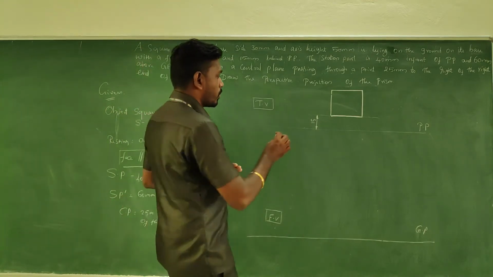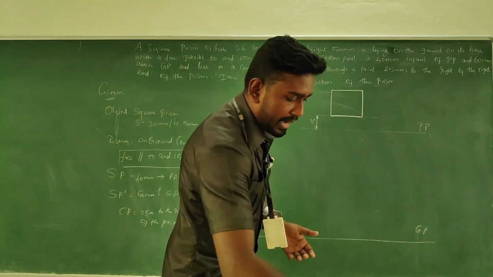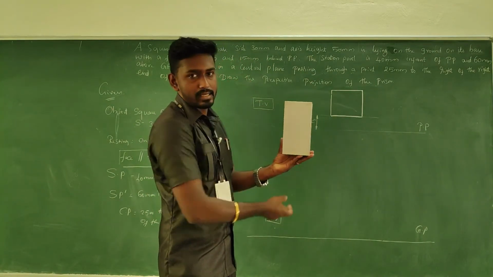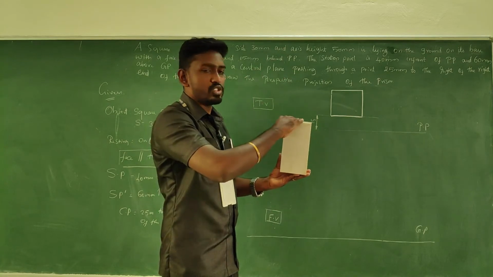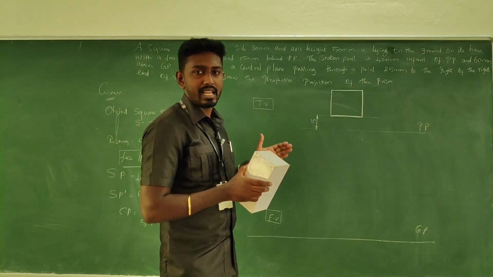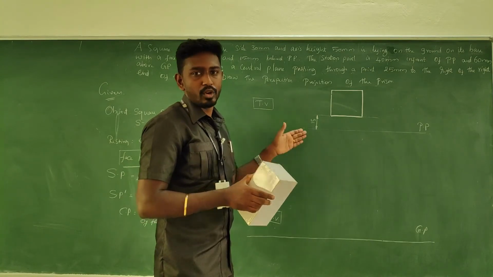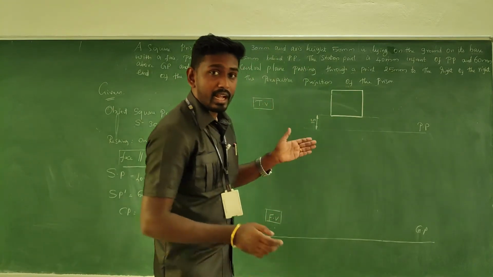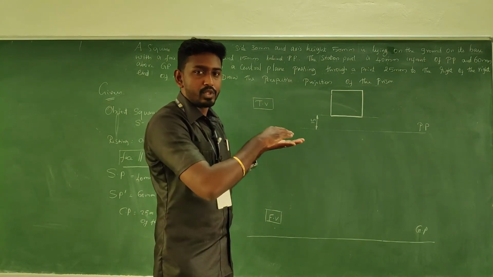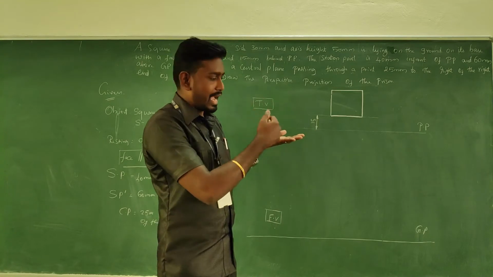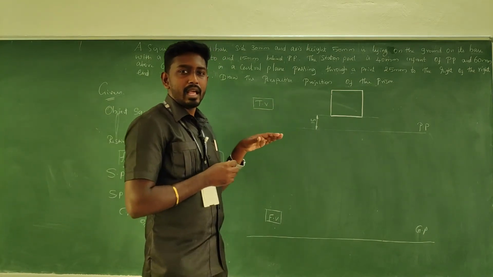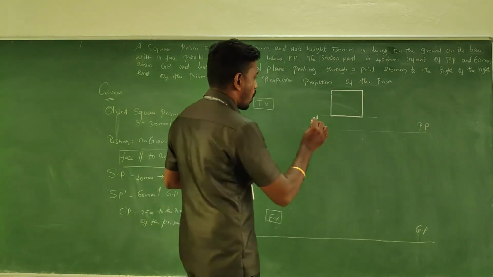It's a top view. I'm going to capture the top base as A, B, C, D, and the bottom base as P, Q, R, S. When you are looking from the top, the top base will be visible, and the bottom base will be invisible. So the top base will be without dash, and the bottom base should be captured inside the bracket.